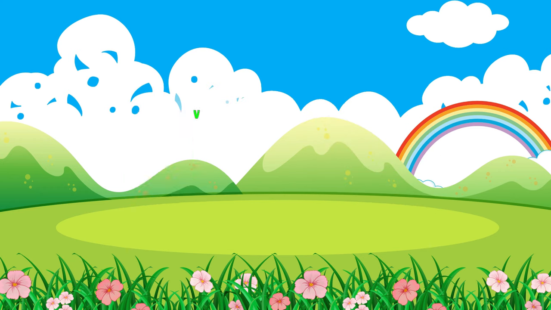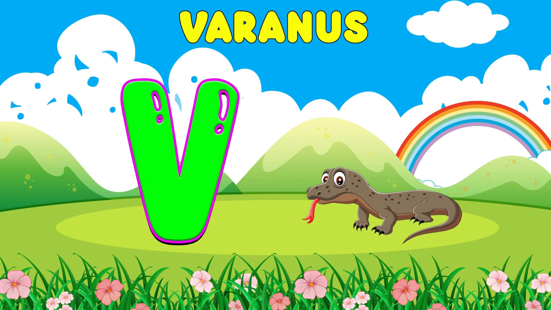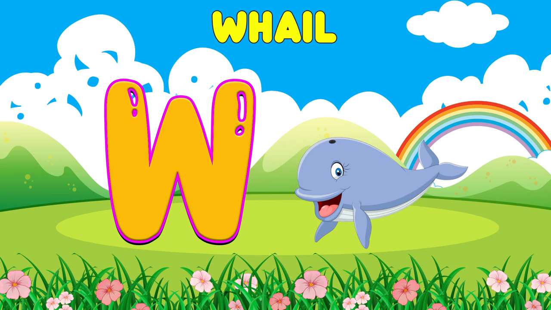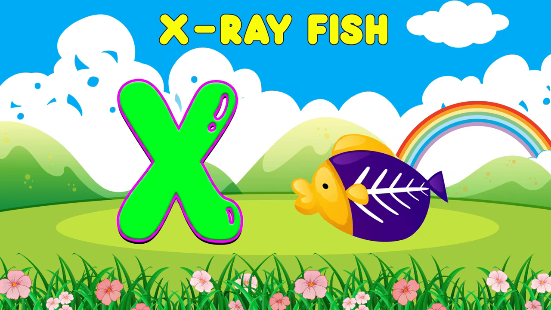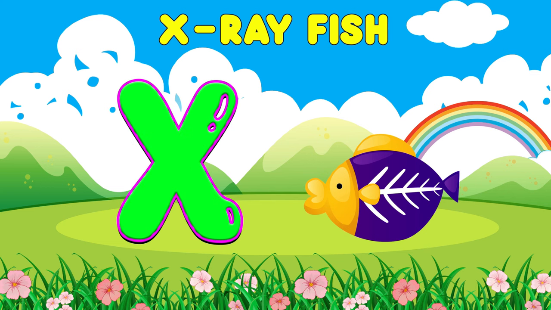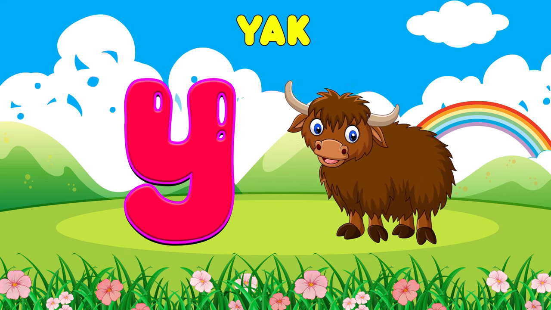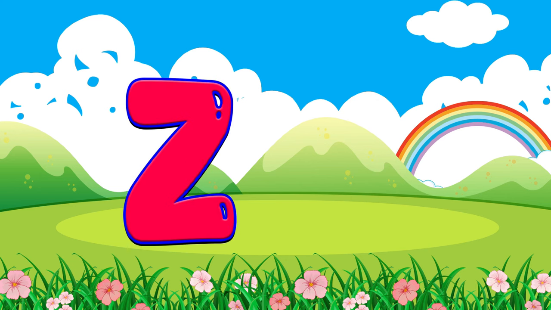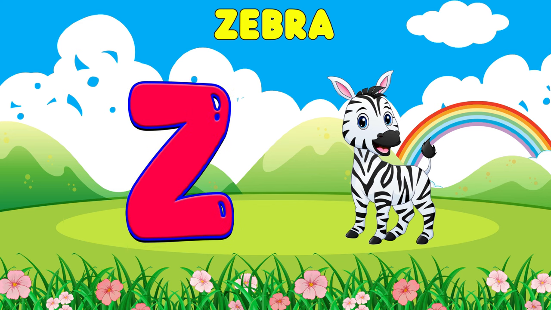Unicorn. V is for varanus. Zebra, z, z, zebra.